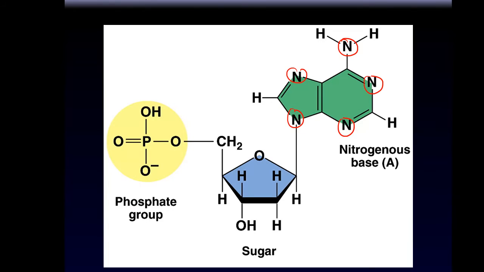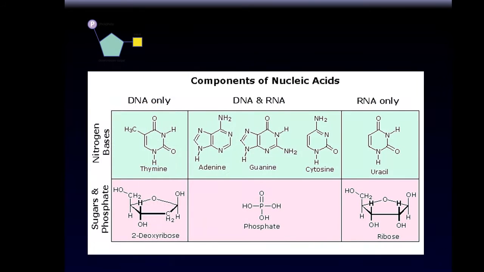Are the building blocks of DNA and RNA different, you say? Well, they better be, right? So what's the difference? Here's DNA. DNA has the base thymine, which is not found in RNA. RNA has uracil, which is not found in DNA. They both have adenine, guanine, and cytosine, the other nitrogenous bases.